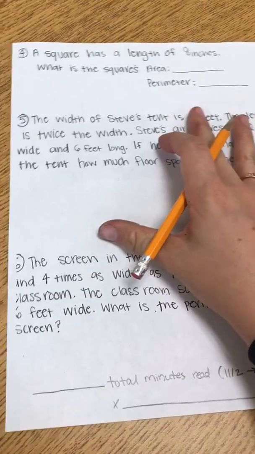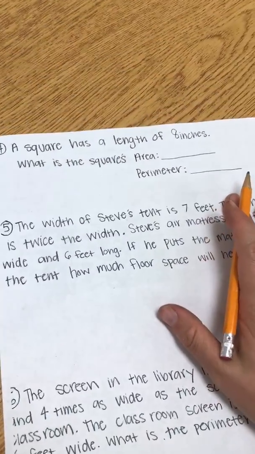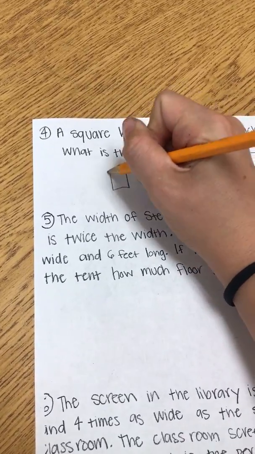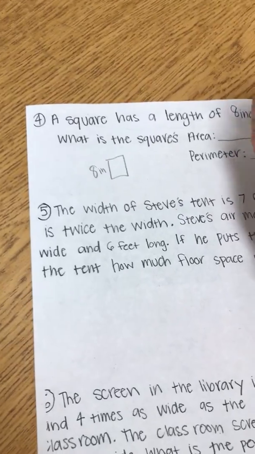On the back side of this week's homework are 3 word problems. So we'll start with number 4. A square has a length of 8 inches. So if I draw my square, I know the length is 8 inches. We talked about this last week.